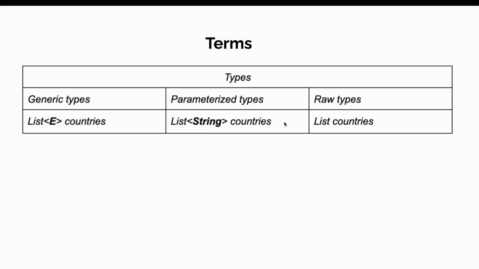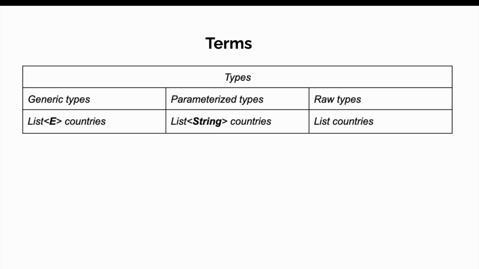And from the right side we have raw types. Each generic type also defines a set of raw types. A raw type is the name of a generic class or interface without any type arguments.